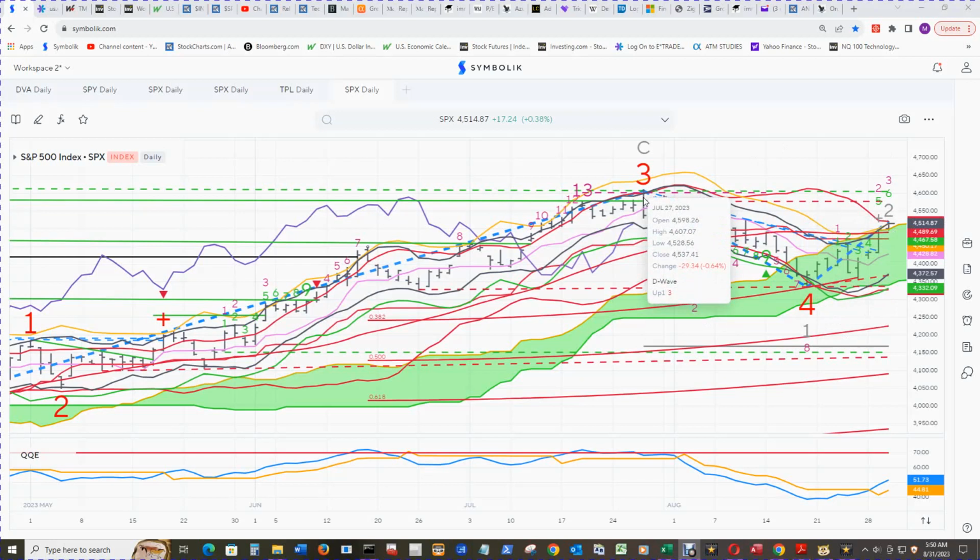4607.07, then the D wave up wave 5 will print. And I will still be very skeptical of any more upside, as the D wave up wave 4 needs to get validated with a tick lower than the 4300 level. So I'm saying anywhere within the 4200 zone, and I would consider D wave up wave 4 validated and then get on board for D wave up wave 5.